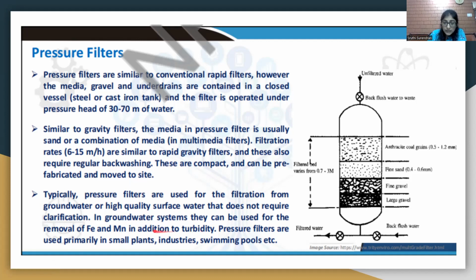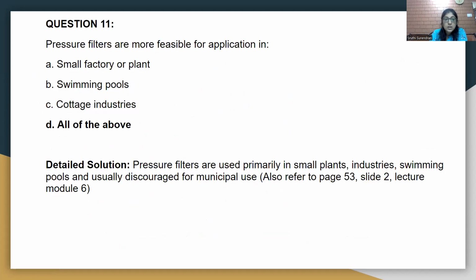Also, this is used for removal of iron and manganese in addition to the turbidity of groundwater. Also, these are majorly used in small plants, industries, and swimming pools. One major use of pressure filters is in swimming pools. So, if you see here, all of the above will be the answer because it is used in small plants, swimming pools, and industries as well. So the answer for question number 11 would be all of the above.